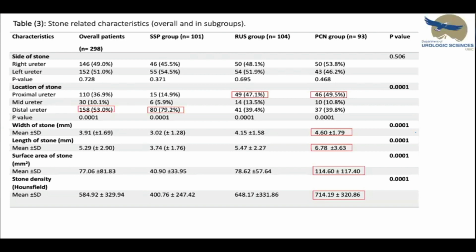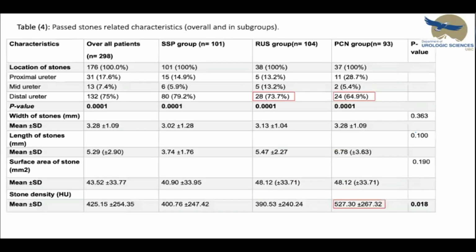in proximal ureters. The width, length, surface area, and density of the stones were highest in nephrostomy tube group, then double J stent group, and lastly, spontaneous stone passage group, with significant difference between groups. But this is for all stones. Here we did adjustment to only passed stones. So location of passed stones in stent and percutaneous nephrostomy groups were significantly more in distal ureter.